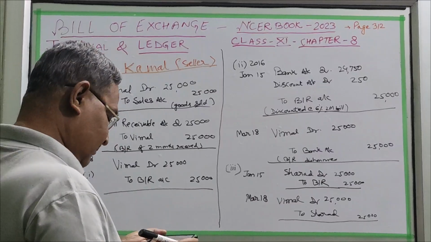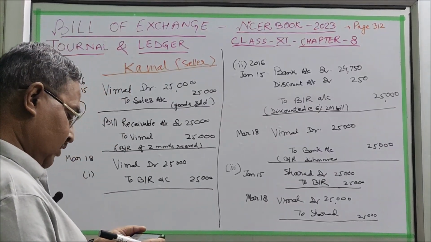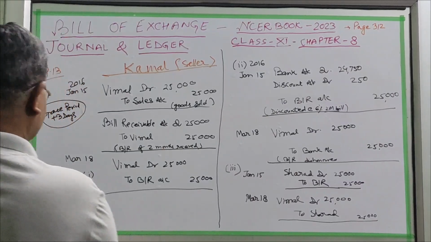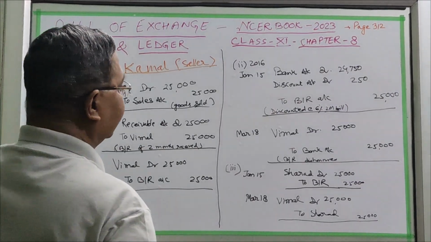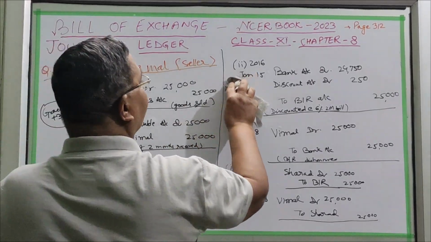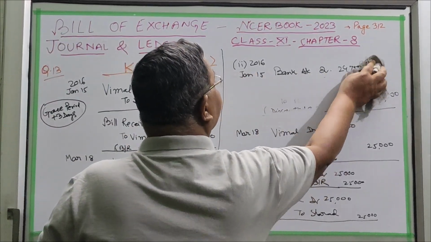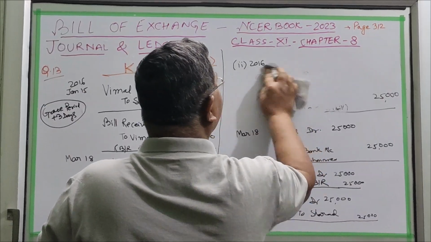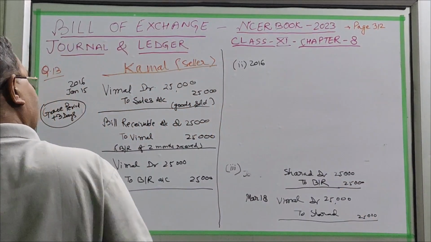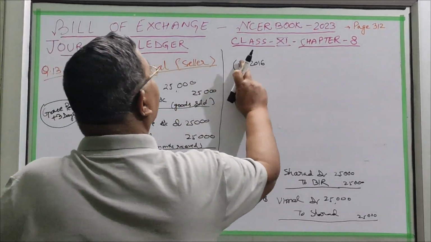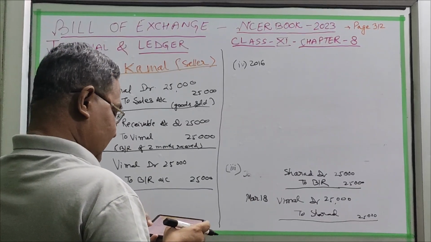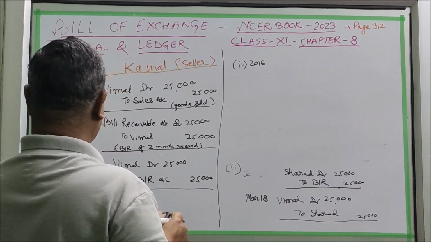Now here one more entry is there. 5 days before its maturity, the bill was sent by Kamal to his bank for collection. So here another option they are taking. Instead of doing this, now the fourth part is here. It's 4 questions. Fourth part is here. Bill was sent by Kamal to the bank 5 days before maturity.